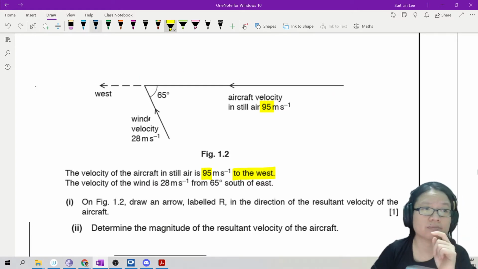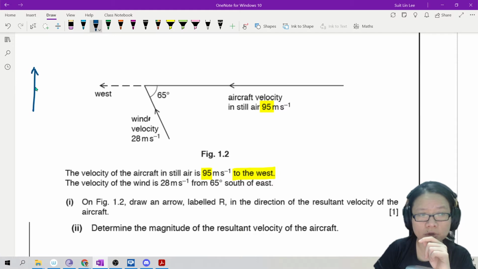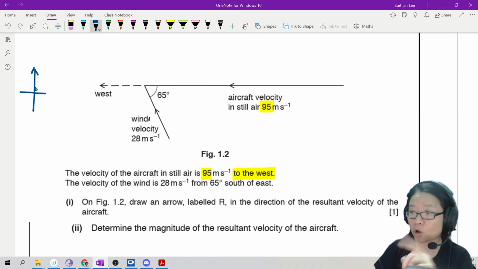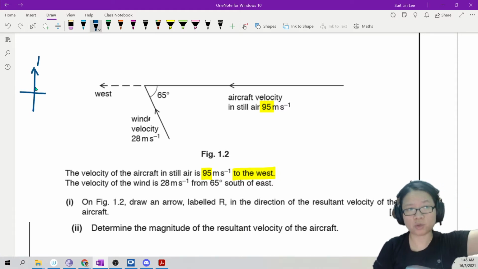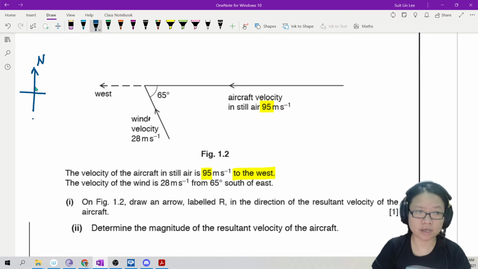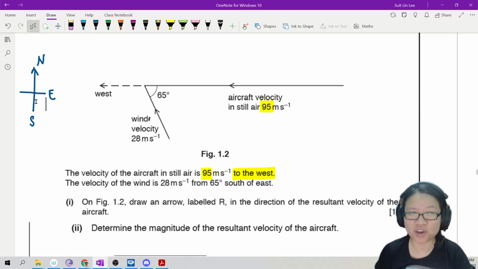So if you are a little bit not sure, you can always draw something like that on the side. North pole, whenever you look at the world map, is here. Okay, south is down here. East is where Malaysia is, Southeast Asia. Our country is somewhere here on the map. Okay, and west is here. So when you look at this, it is pointing to the west.